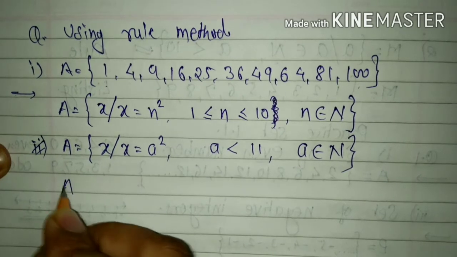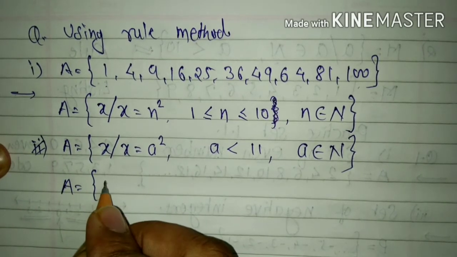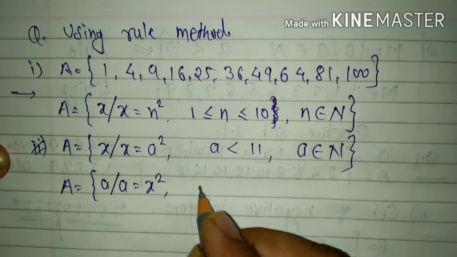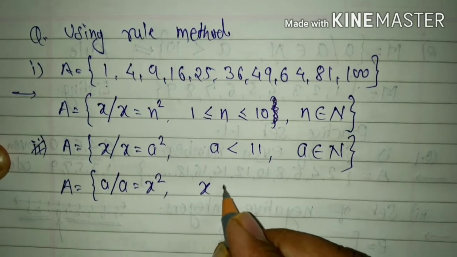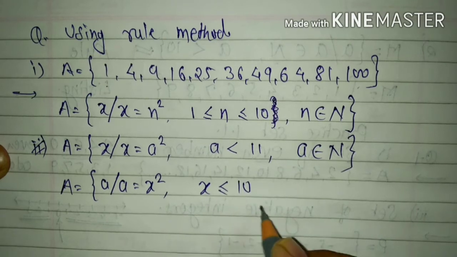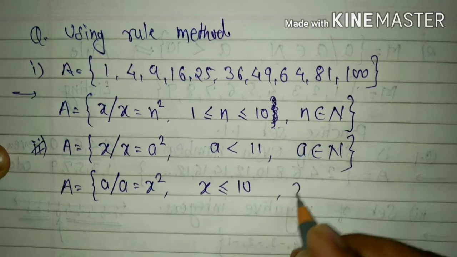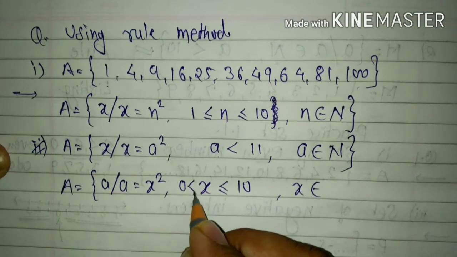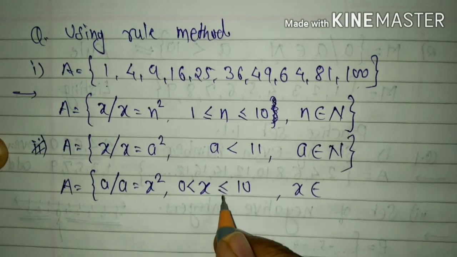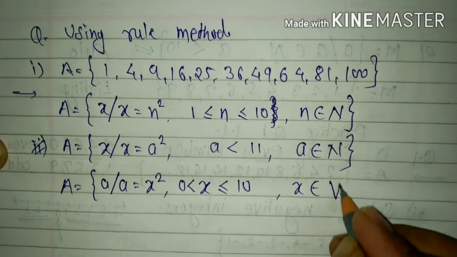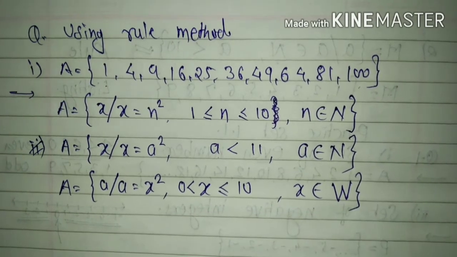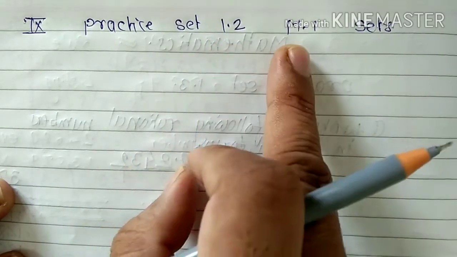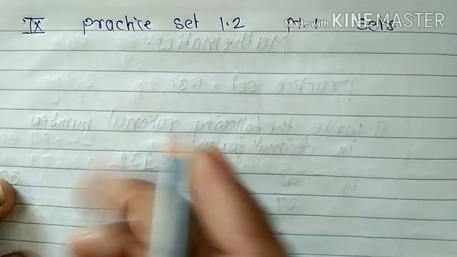Similarly, this A can be written as A. It is a set of a such that a is equal to x square, where x is less than or equal to 10, x is greater than 0 and less than or equal to 10, and x belongs to W, whole number. This also works. Practice set 1.2, maths 1, sets.